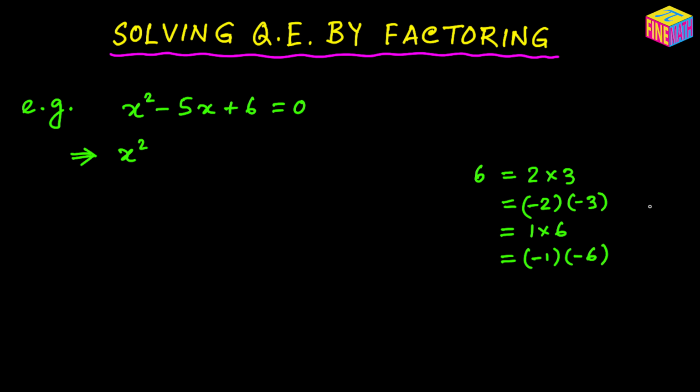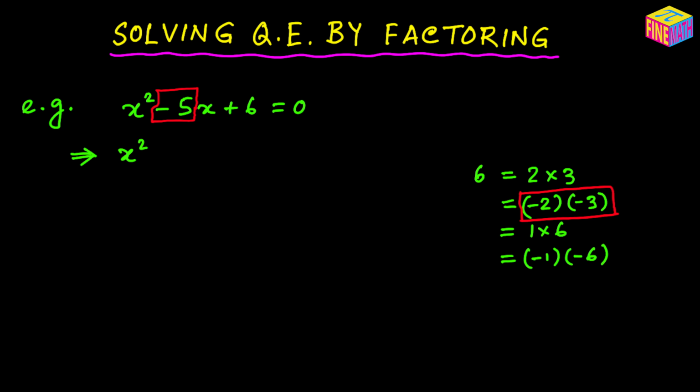Now from these combinations we have to pick one such combination, or one such set of factors, whose algebraic sum will be equal to the coefficient of the second term. The algebraic sum of whatever combination that we pick from this list should be equal to that negative 5 right here. So in this case, as you can see, this is clearly the combination that we want to go with, because the algebraic sum of negative 2 and negative 3 is actually negative 5. So this combination will work out for our purpose.